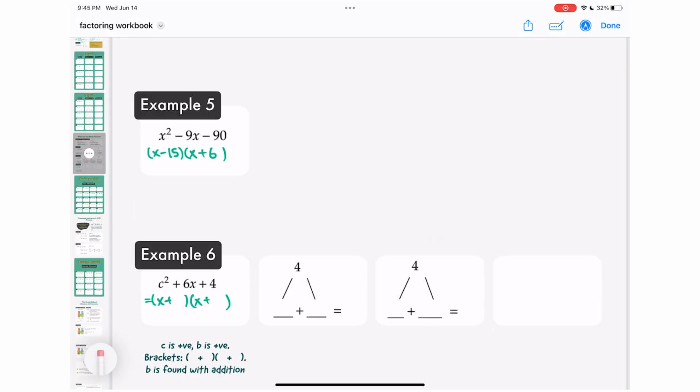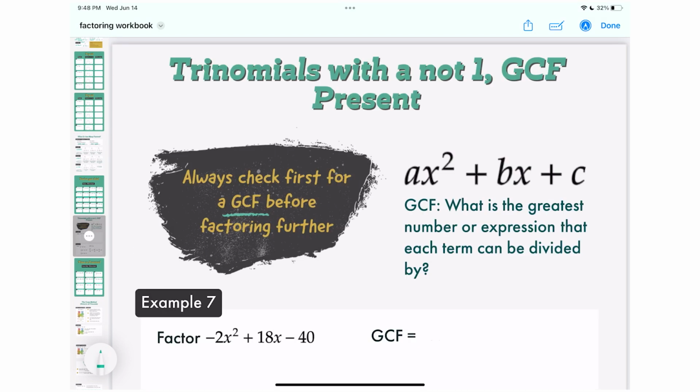Not all trinomials can be factored. Can you think of any two numbers that multiply to 4 and add to 6? I can't.